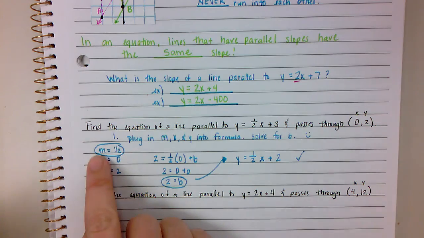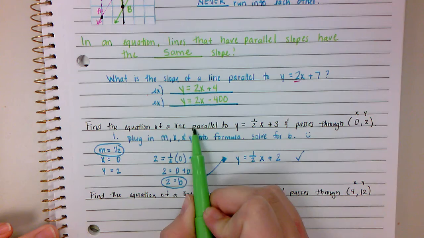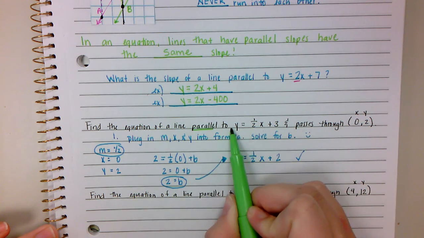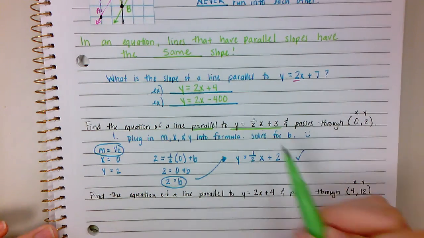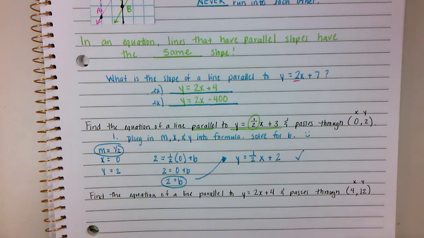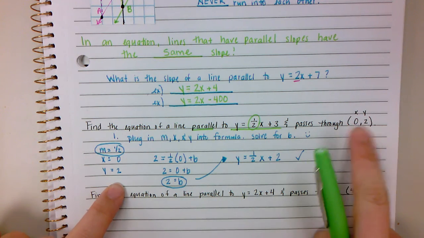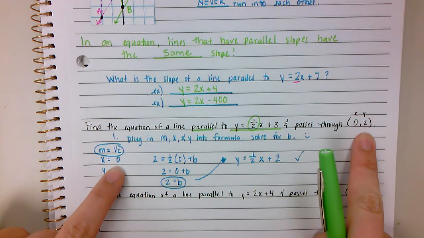Now some of you may say, where did they tell you the slope? Well, they told me that it is parallel to this line. And we know if it's parallel, it has the same slope. So they told me right there, it's got to have that slope. So that's how I know. It's got to go through these 2 points. So I also know that I have to use those two.